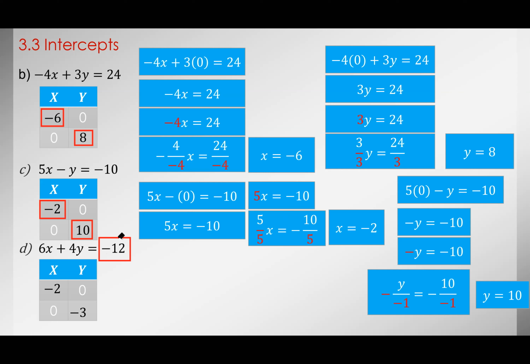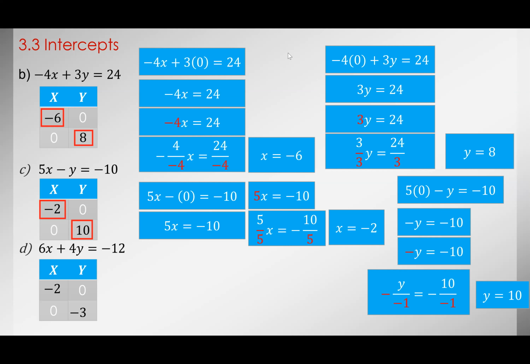But again, as you can see, it's very redundant, right? When you plug in 0, one of them disappears. You just divide by the other number. When you plug in 0 for the other one, the other item disappears. You just have the item.